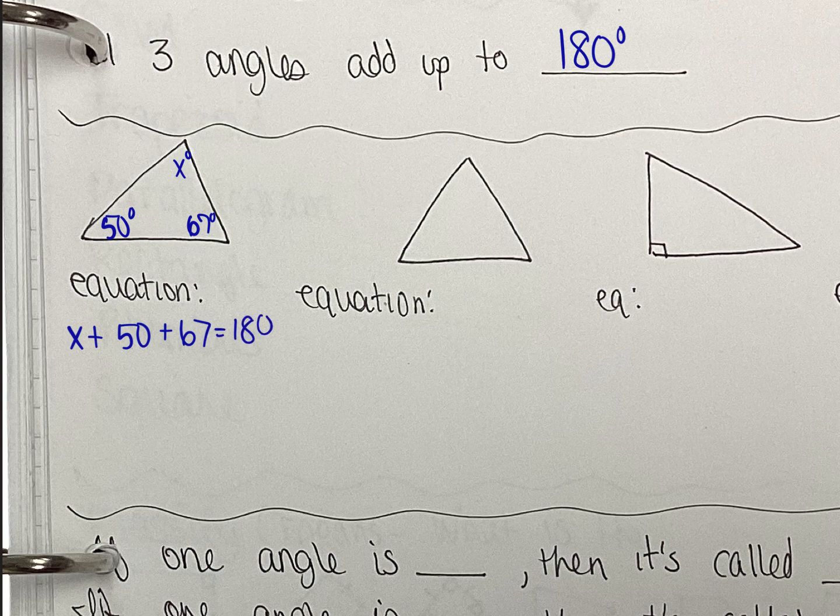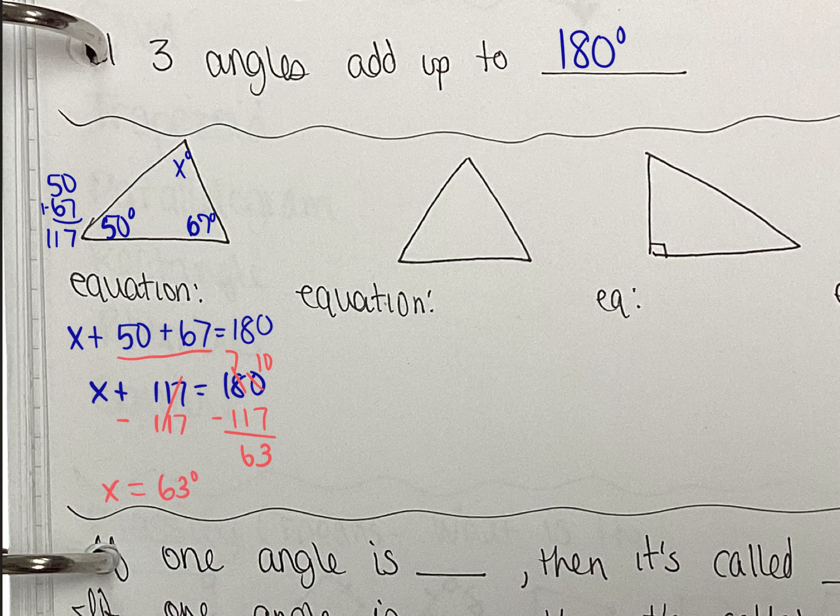On the second line, I'm going to add these two numbers together. 50 plus 67 equals 117. So my second line says x plus 117 equals 180. Now we're ready to solve the equation by subtracting 117 from both sides. Don't forget to borrow. You should be faster than me. This becomes a 7, this becomes a 10, 3, 6. X is 63 degrees.